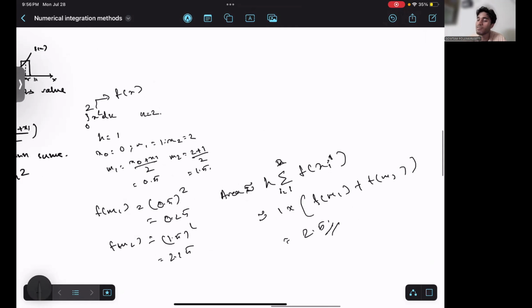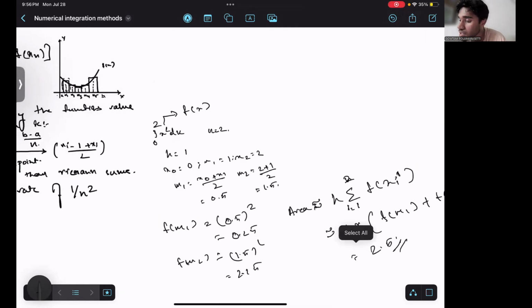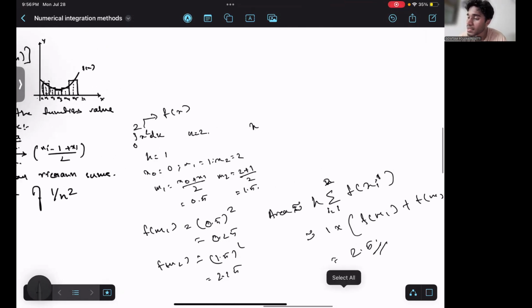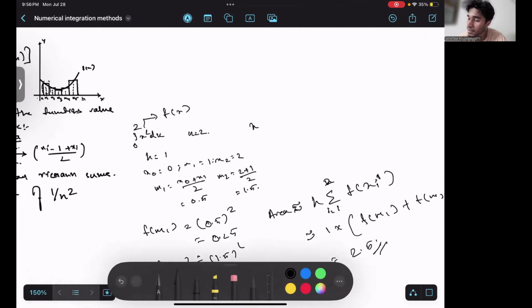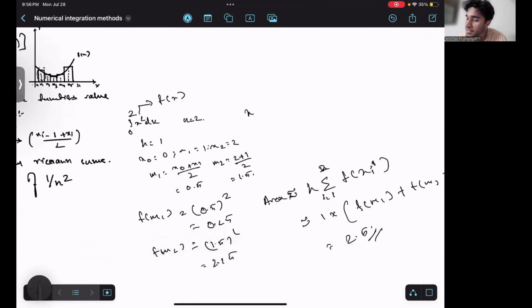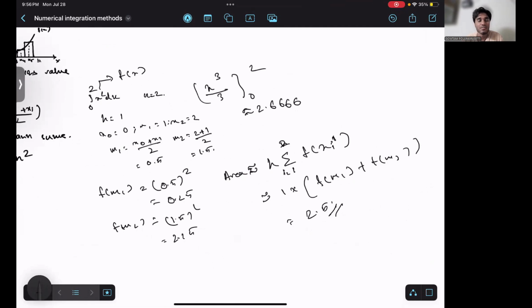So the real value of this function from the interval 0 to 2 will be x power of 3 by 3, 0 to 2, which will be equal to 2.6666. So we got a very close approximation of the real value.